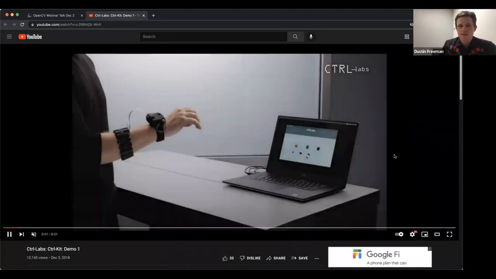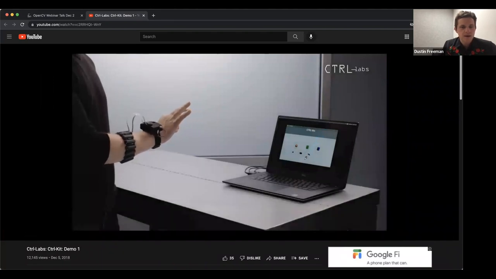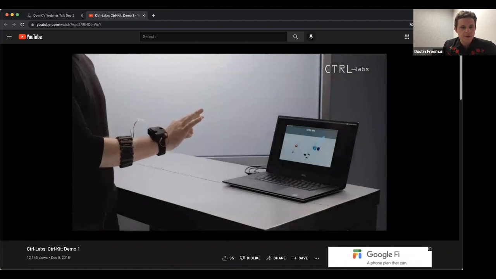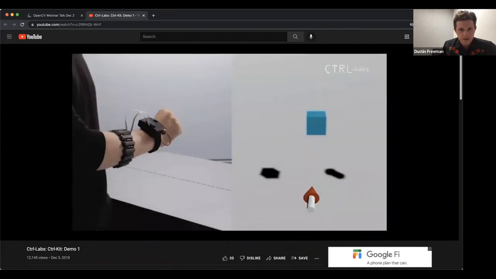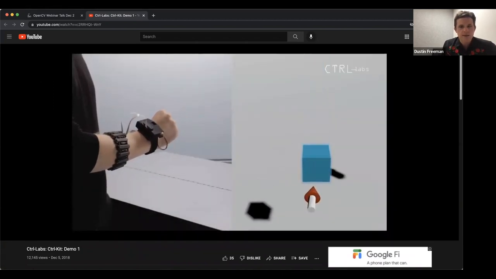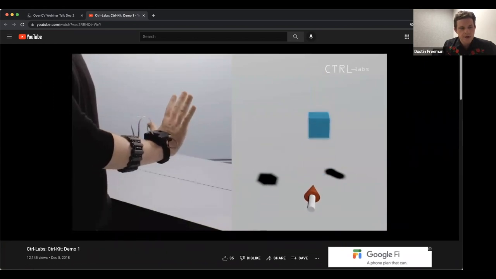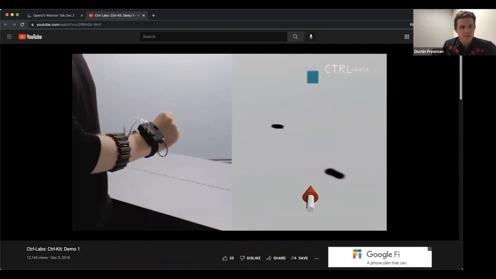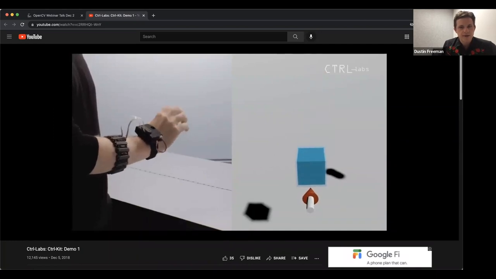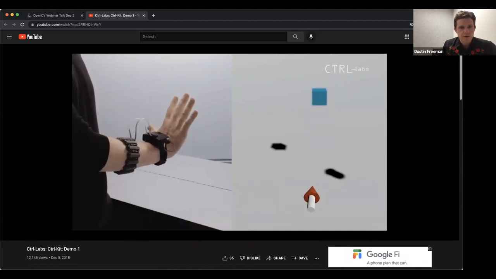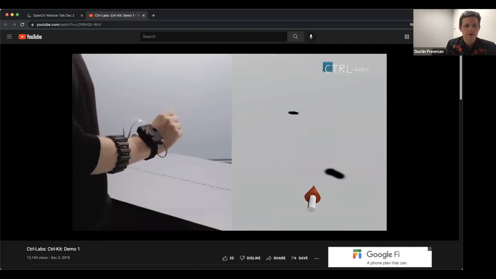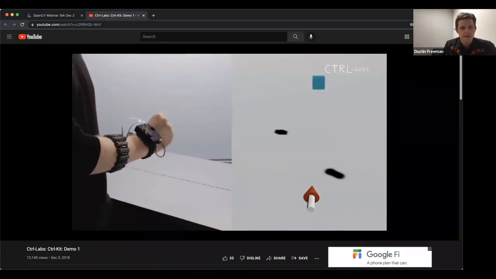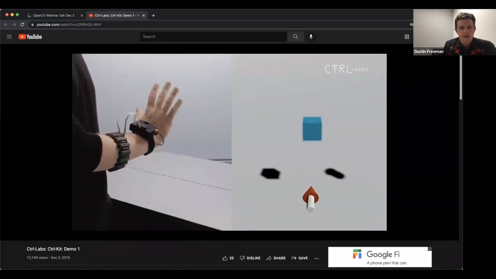So this is an old demo from Control Labs in 2018. I joined them in 2019, and that's what our forearm-based band looked like, and we could detect gestures incredibly well. I have used so many different gestural interfaces, and I'm not just touting my current work, but it just works really well. It just works really well until it doesn't, but it works incredibly well. And this is just an earlier prototype.